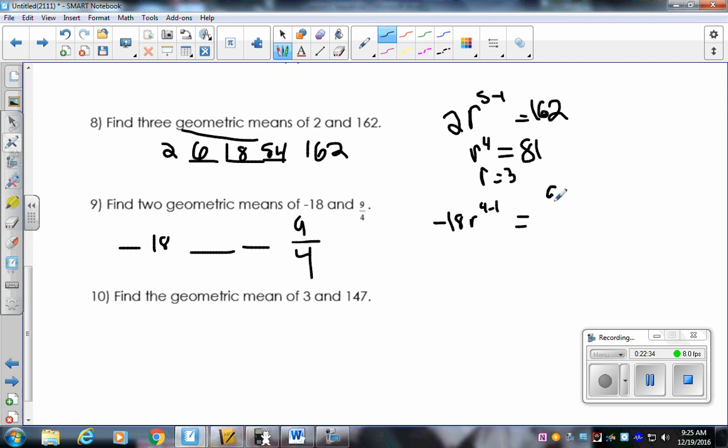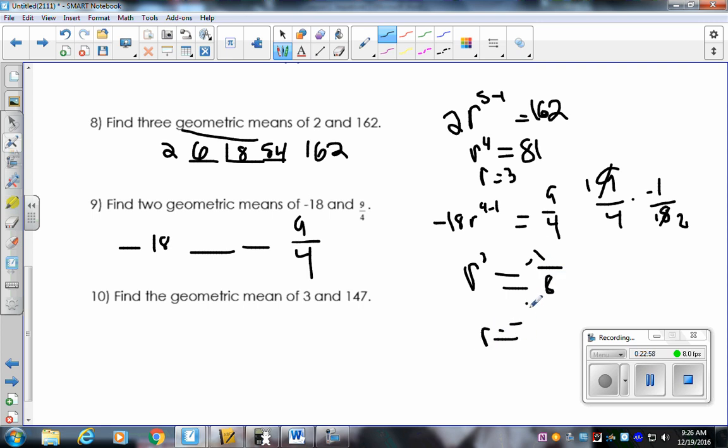All right, guys, so when I divide both sides by negative 18, I'm doing 9/4 divided by negative 18, or I'm doing 9/4 times negative 1 over 18. Remember, dividing by numbers is the same as multiplying by the reciprocal. So I can reduce that by 1 to 2, so that's negative 1 over 8. Didn't even need a calculator. Okay, now when I third root each side, I get my ratio is negative 1/2. Negative 1/2 times negative 1/2 is a positive 1/4 times negative 1/2 is a negative 1/8. Okay, so I've got 9, negative 9/2, etc.